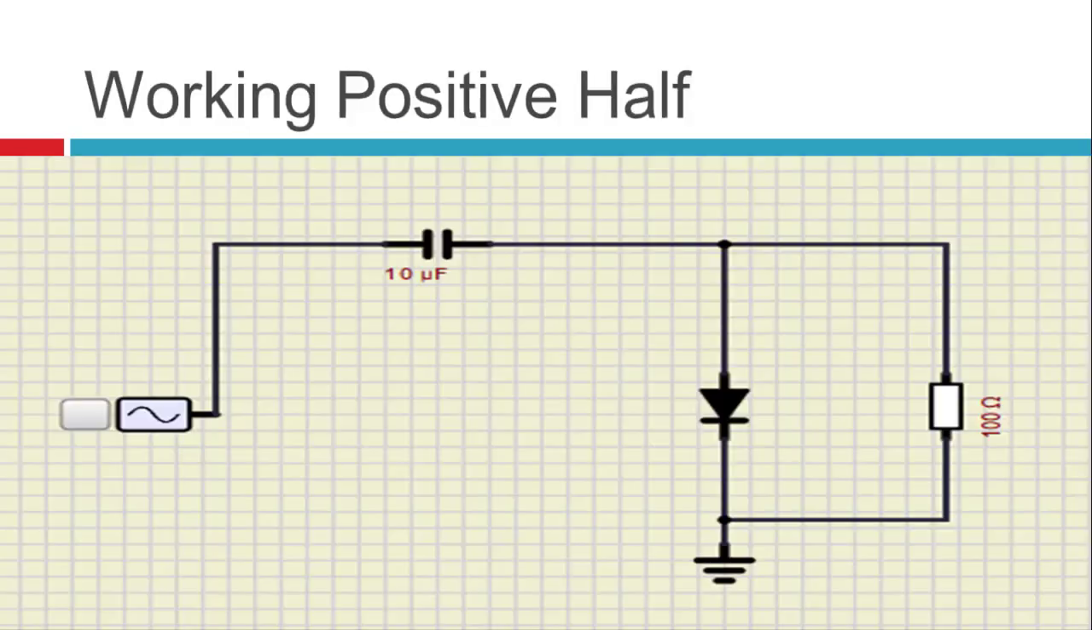Let us see the working, what happens during the positive half. During the positive half, as the positive half passes through the circuit, the diode is on because the diode comes in forward bias. Now because the diode is on, the current flows through the capacitor and the capacitor also gets charged. This is the polarity of the charging of the capacitor: positive charges towards the source, and negative charges towards the diode. And then we get the output across the resistor because the diode is conducting.